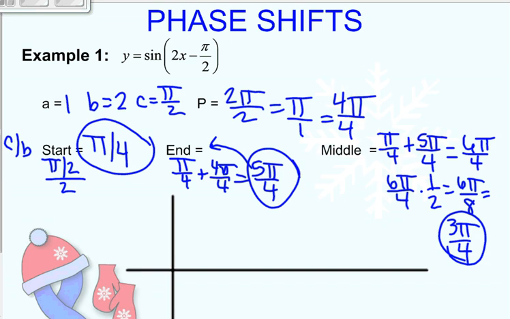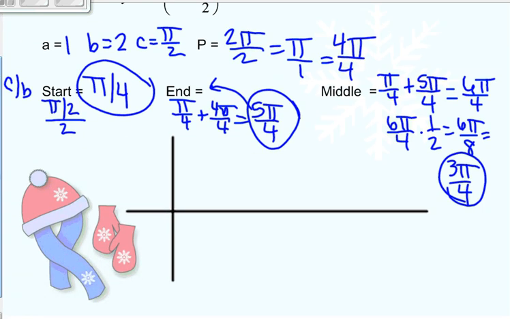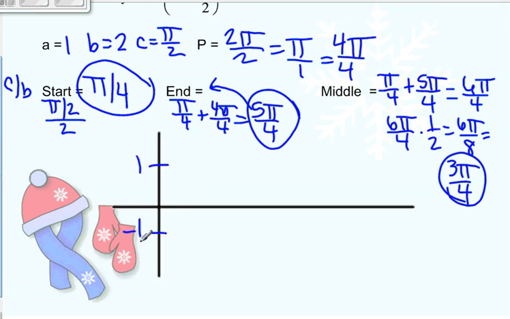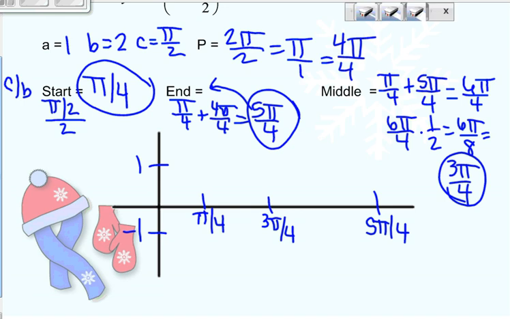All right, so let's come down here. We had an amplitude of 1, so we've got 1 and negative 1. We know we're ending out here at 5 pi over 4, and in the middle we've got 3 pi over 4, and we're going to start at pi over 4. So we've got spaces in between that we have to find values for. I didn't do a good job of making those even.